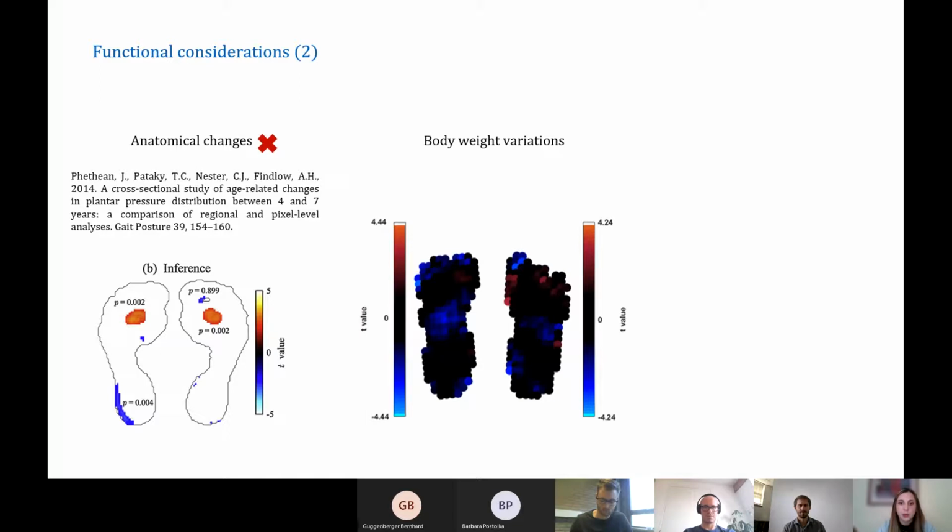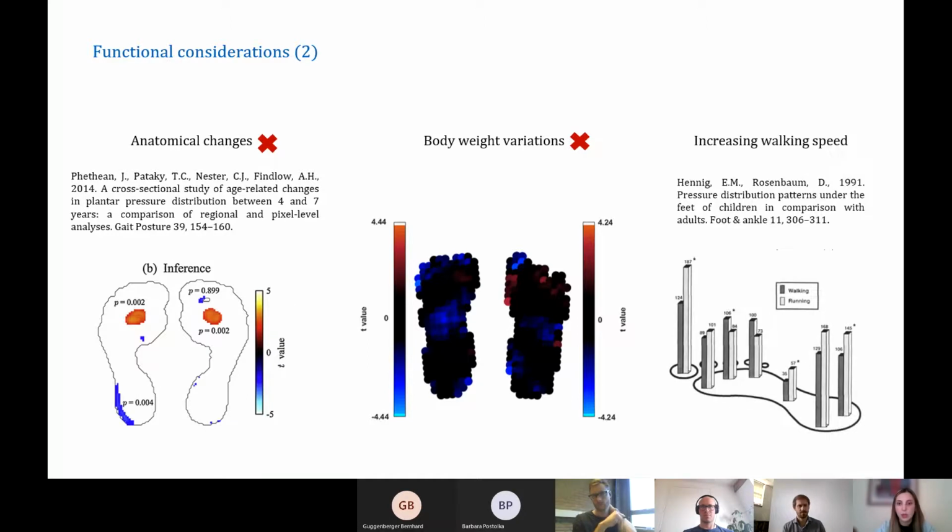We also performed linear regression analysis between body weight and pressure to check whether body weight could have something to do with the increasing pressure, but the SPM analysis failed to demonstrate any relationship between these two factors, thereby excluding body weight as a possible explanation.